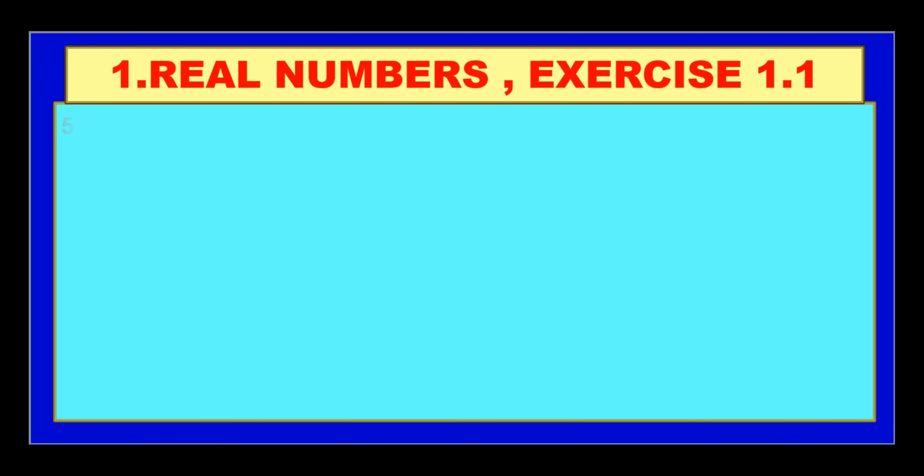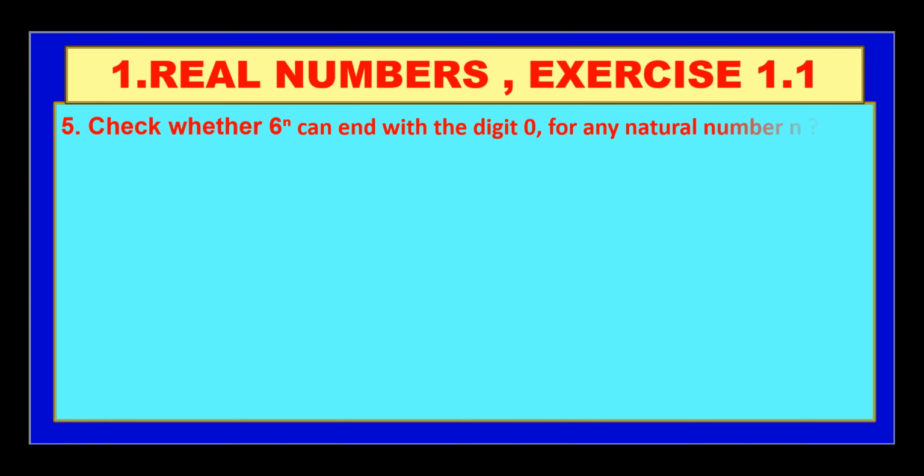Here is the question number 5. Check whether 6 power n can end with the digit 0 for any natural number n. I shall repeat. Check whether 6 power n can end with the digit 0 for any natural number n. Here is the solution. 6 power n, here n is a natural number.